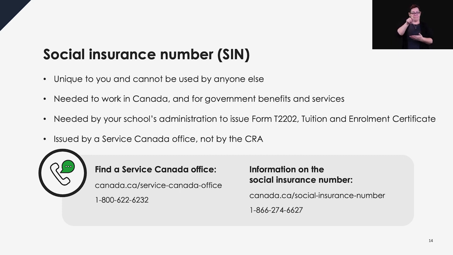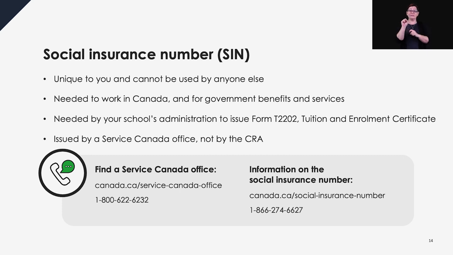Finally, you will need to give your SIN to your school's administration so they can issue Form T2202 Tuition and Enrollment Certificate, which you will need in order to claim the tuition tax credit. The federal organization that issues the SIN is Service Canada. You can apply for a SIN online, by mail, or in person. You will have to provide or send in a document that proves your identity.